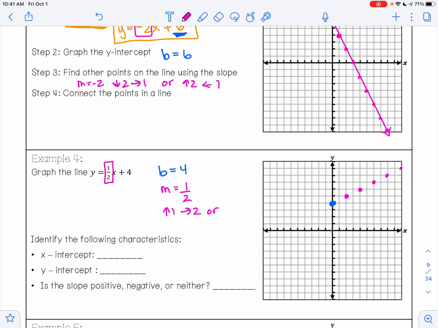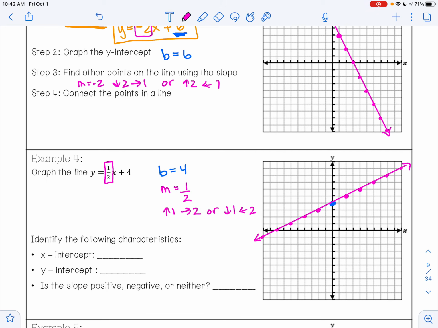You could also go the opposite way. Down 1 and to the left 2. So down 1, left 2. And I'm going to do that the whole way down my graph. Once you have all of your points, you are going to use a straight edge to connect them in a line. Let's try that again. There we go. And you want to make sure that you have arrows on either end of your line.